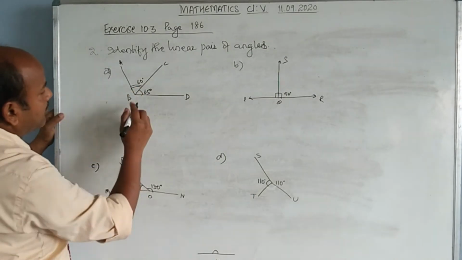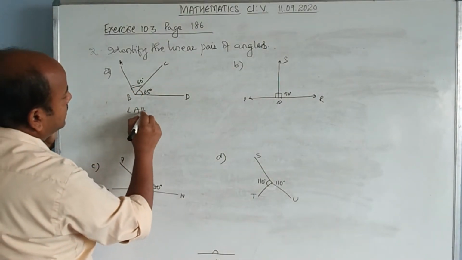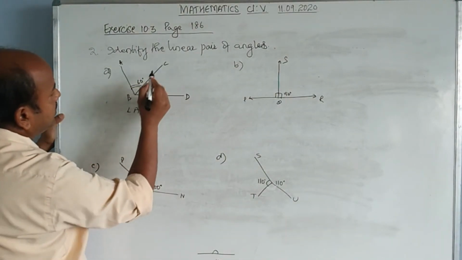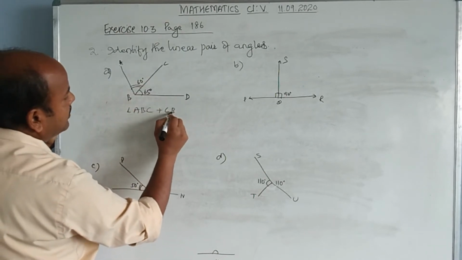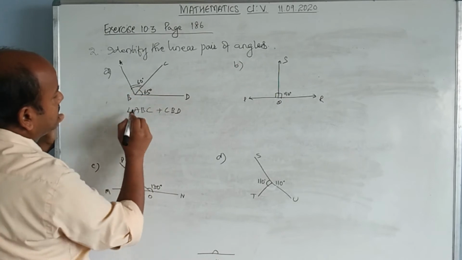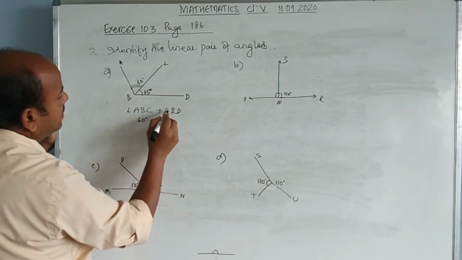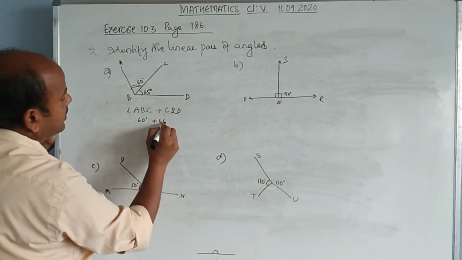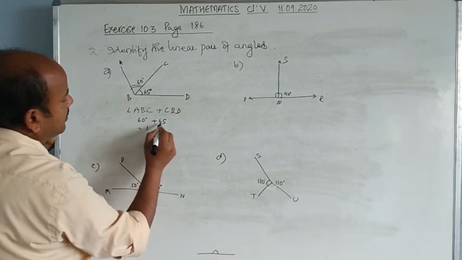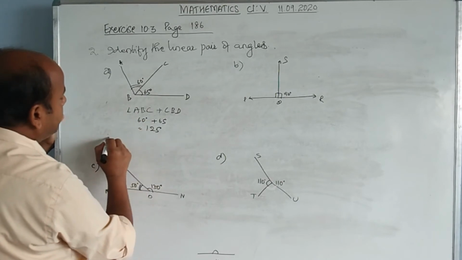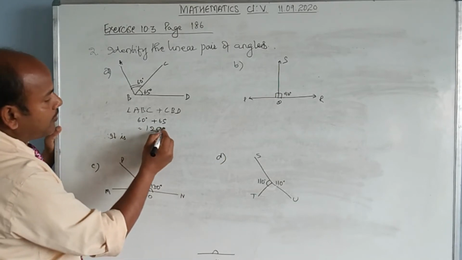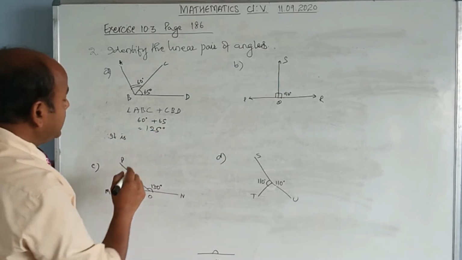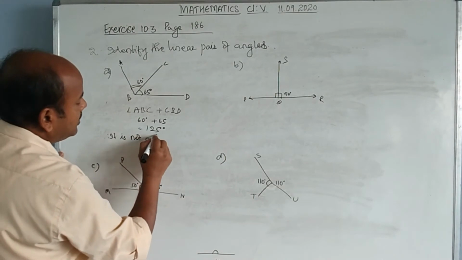Here you have two angles. Angle ABC, the first angle, and the second angle is CBD. ABC is 60 degrees and angle CBD is 65 degrees. So how much is the sum? If you add this, you will get 125 degrees. Therefore, since it is not equal to 180 degrees, it is not a linear pair.